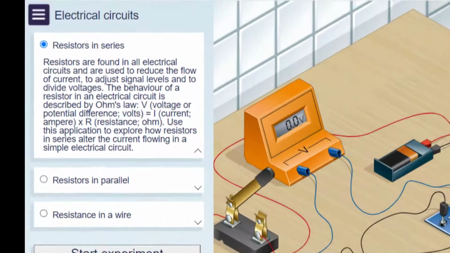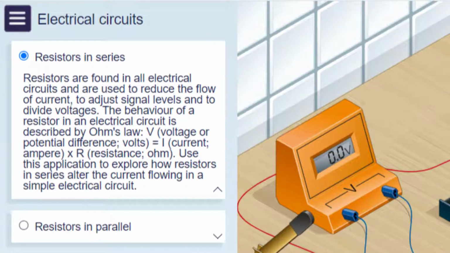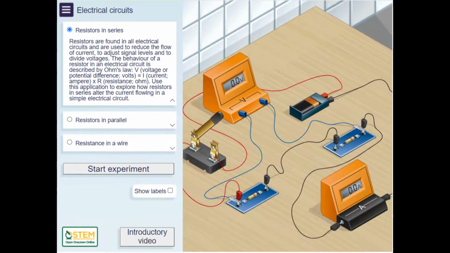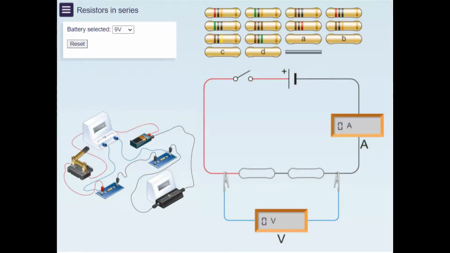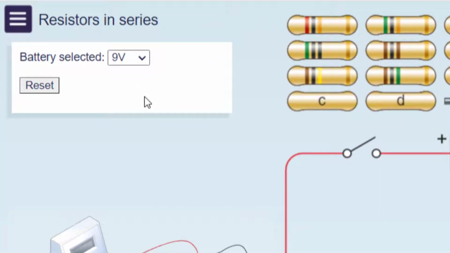To explore how resistors function, singly and in series, select the first option and enter the experiment. Electrical circuits need a voltage source, and you have the choice of using either a 9-volt battery or a 1.5-volt battery. For the purposes of this video, we will select the 9-volt battery.